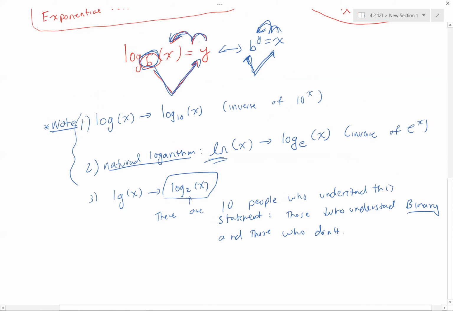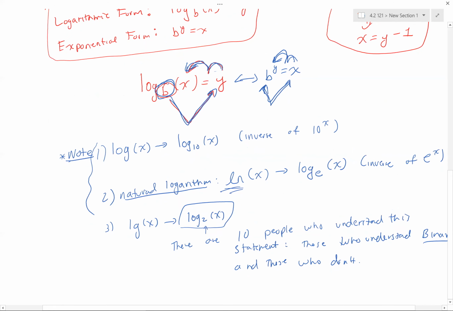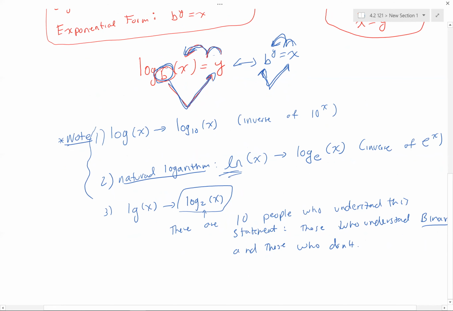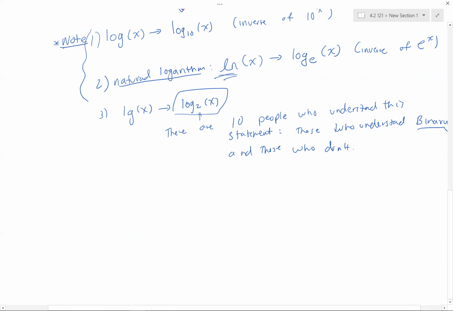Okay, so now that we have that covered, we know that logs are the inverses of exponential functions. They undo each other, right? So if you take an x value, you plug it into log base b of x, you get some number back, and then you plug that into, I'll call this f, if I were to plug that into g, the b to the x function, the b to the x function undoes the logarithmic function, and you get back to where you started. That was the definition of inverse.